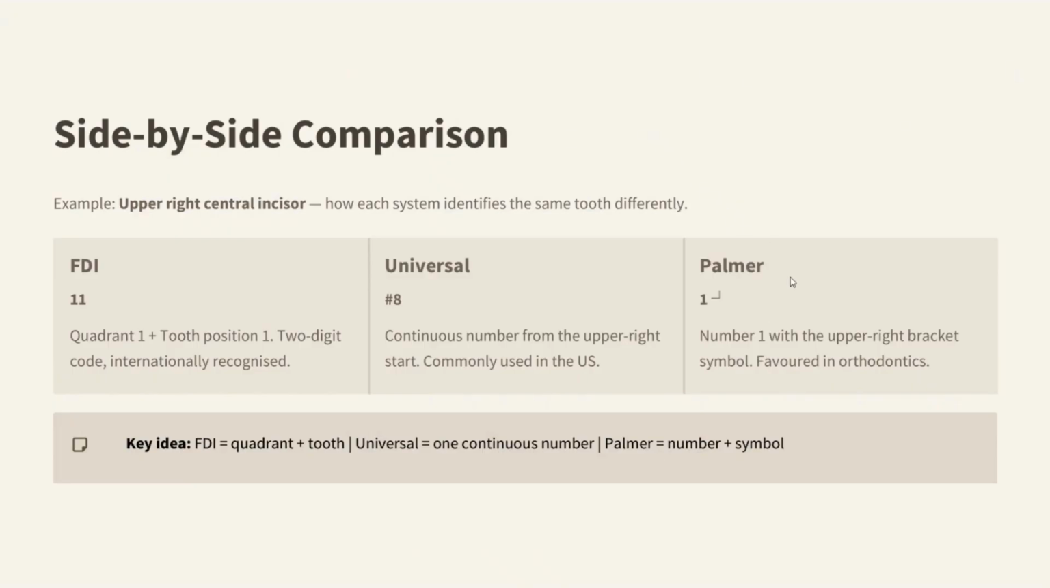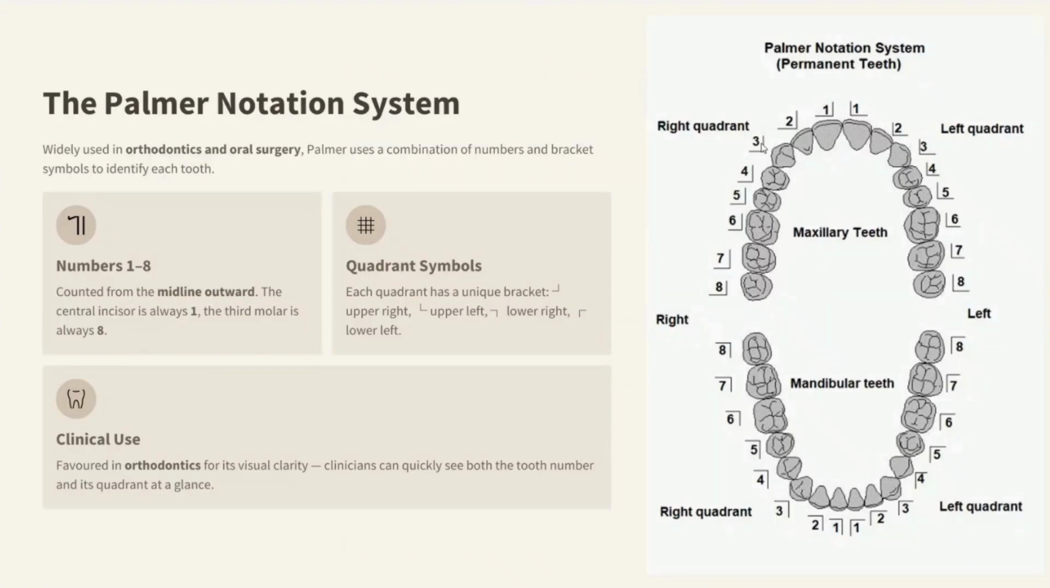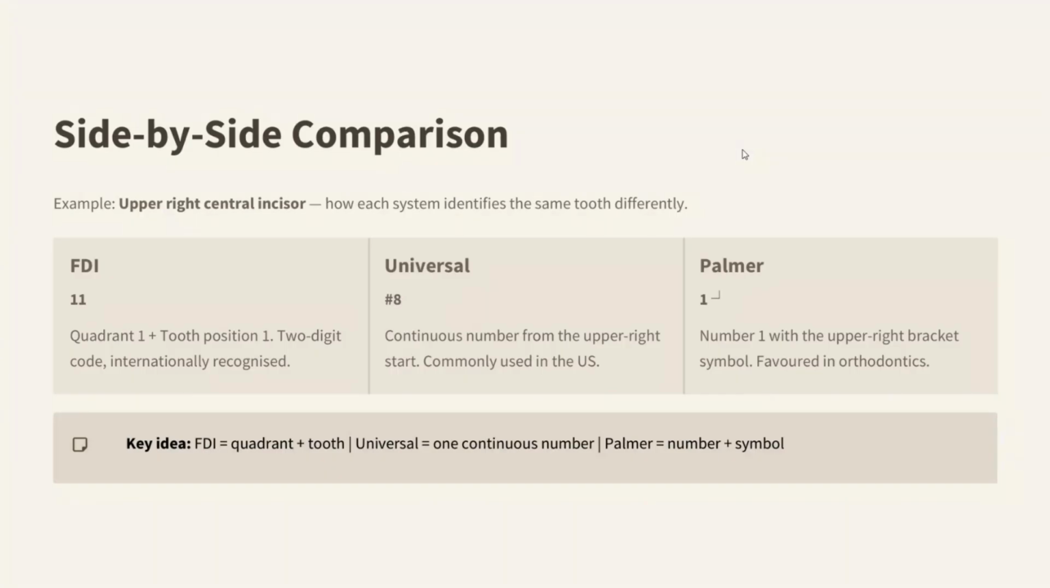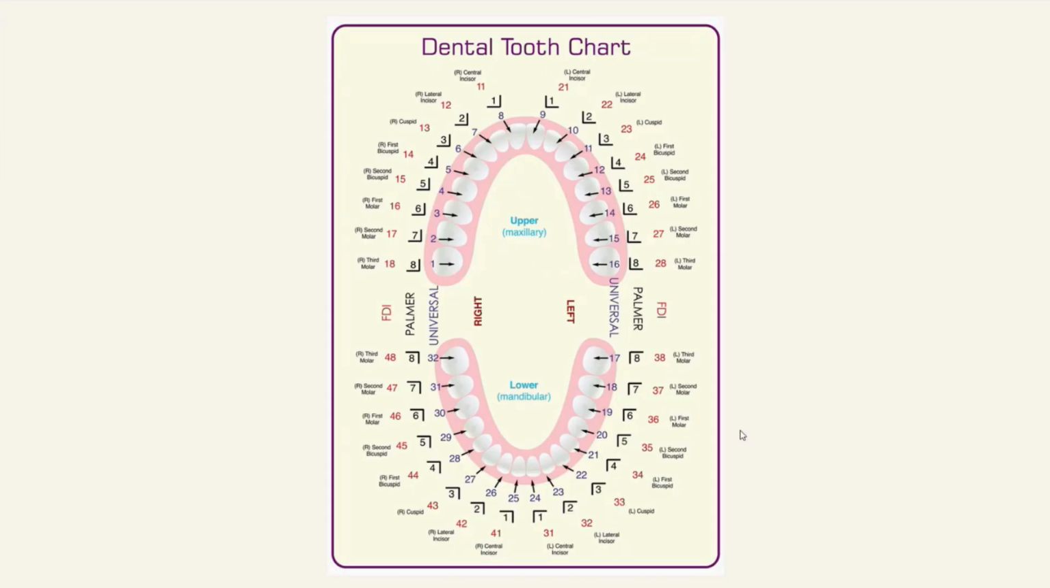Now in the Palmer system, it is represented as 1, and our quadrant symbol is going to tell us that this is the upper right. So here you remember the upper right is represented by this symbol. Okay, so now the key idea is how you can remember: FDI is quadrant plus tooth, universal is one continuous number, and Palmer is number plus the symbol. So this is a dental tooth chart which summarizes all the three systems. You can take a screenshot or refer back to it anytime for revision.